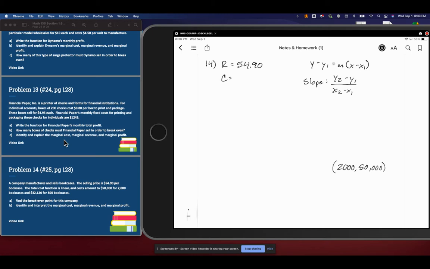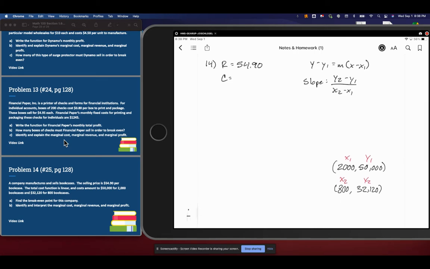And 800 with 32,120. And so we will label these x1, y1, x2, y2. And we can go ahead and get that going in the slope formula up there.